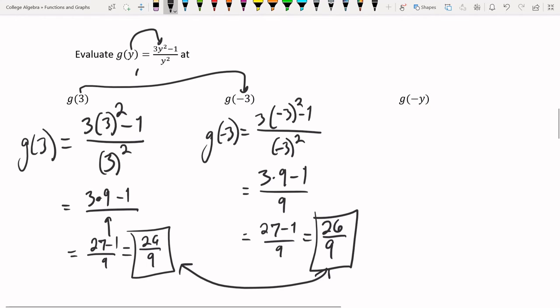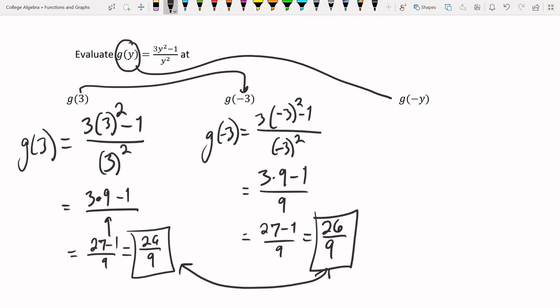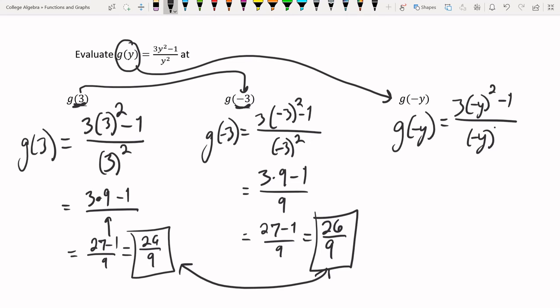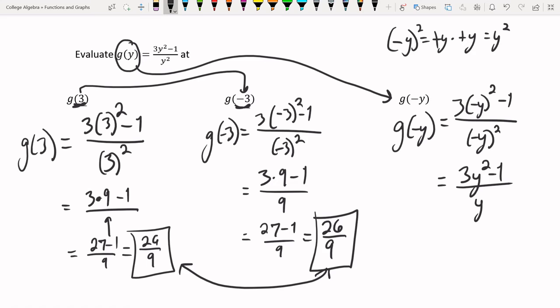What happens if instead of taking just g of y, like we have here, we use g of negative y? Since 3 and negative 3 worked, it would be the same thing. What do we get here? Plugging in g of negative y gives us 3 times negative y squared minus 1 over negative y squared. Negative y squared is negative y times negative y, which equals y squared. So we get 3y squared minus 1 over y squared.